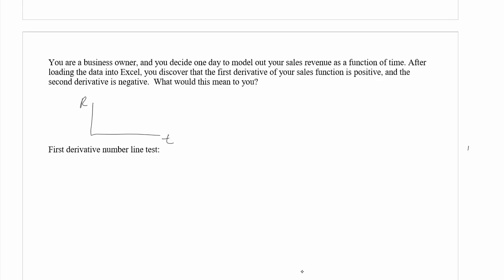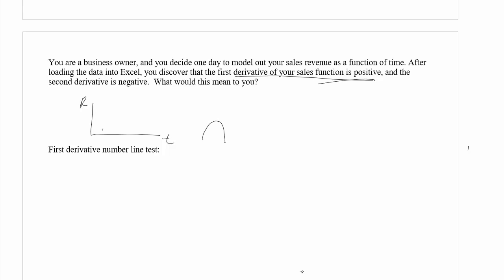If you have a positive first derivative, I want you to think deeply about what that means about your graph. Well, as we learned in the section, that would mean your graph is increasing, right? Your graph is going up. So you discover that your first derivative of your sales is positive and the second derivative is negative. If the second derivative is negative, that means you are concave down.